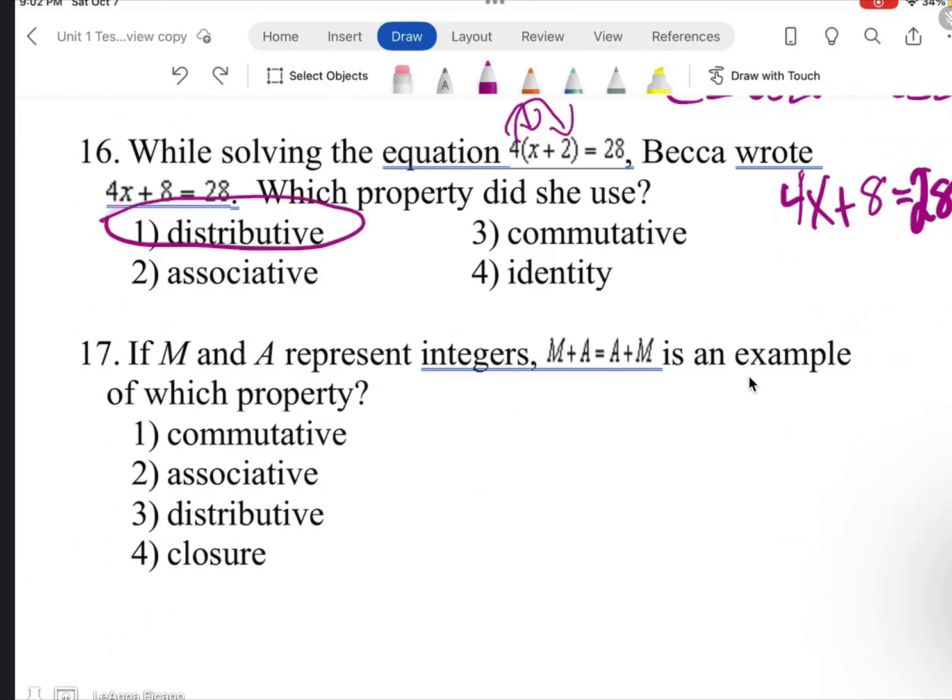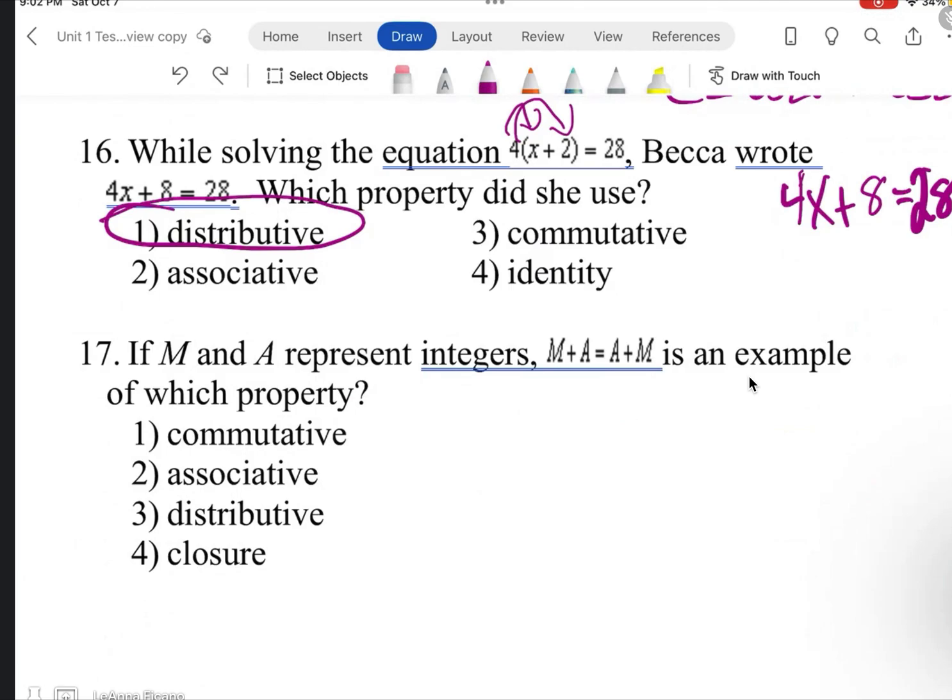Distributive property. A lot of you will see that it can't be commutative because it's not just switched around. It's not identity because in identity, things stay the same, and it's not associative because there is grouping, but it's not the same as an associative grouping on both sides of the equal sign. So it is distributive.